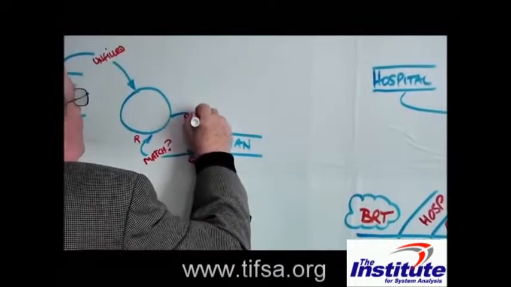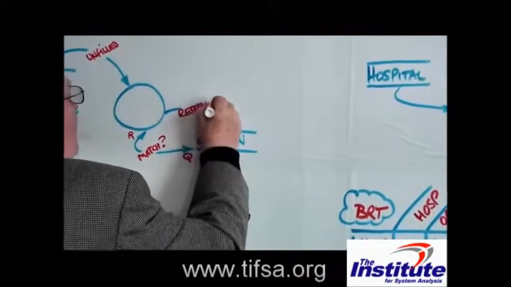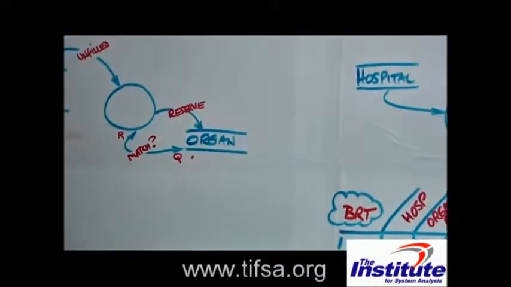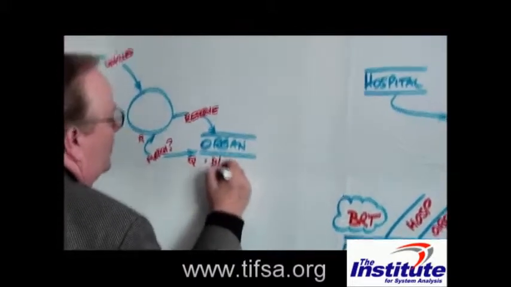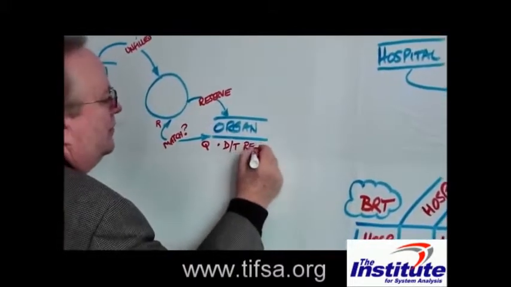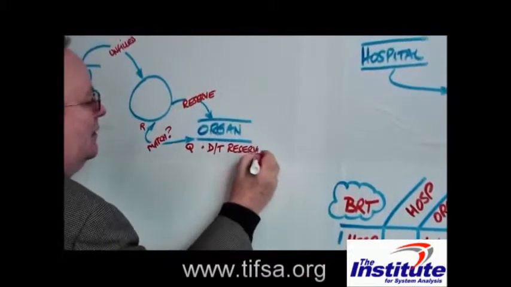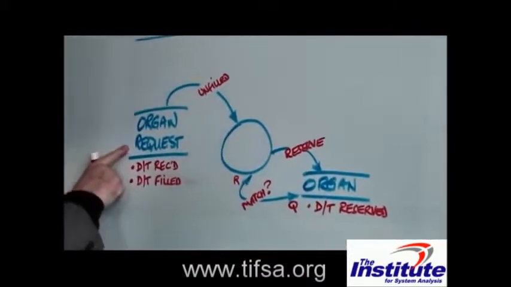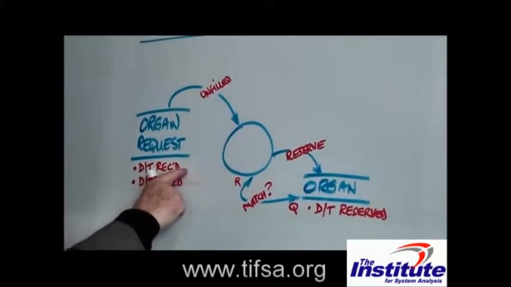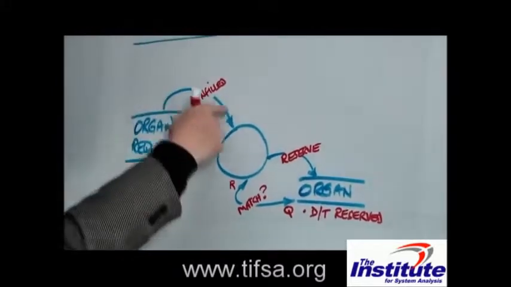And I'm just going to put reserve here. And here I'm going to attribute a piece of data to support what we're doing. And that is date and time reserved. So now, based on the organ request, we find the next available request that is not yet filled.